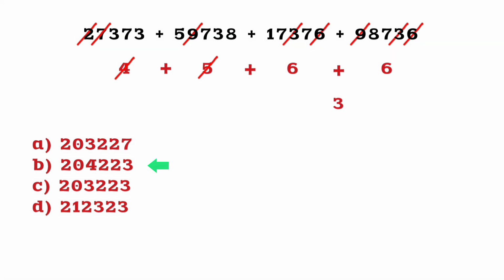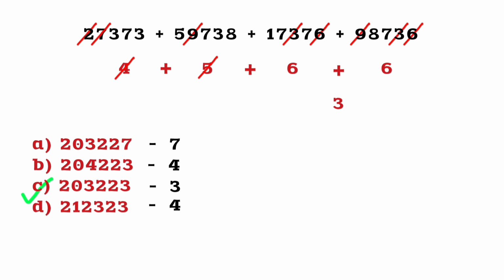Just check which of these options have the digit sum 3. First has a digit sum of 7. Second, 4. Third, 3. Last, 4. Clearly, C is the answer.